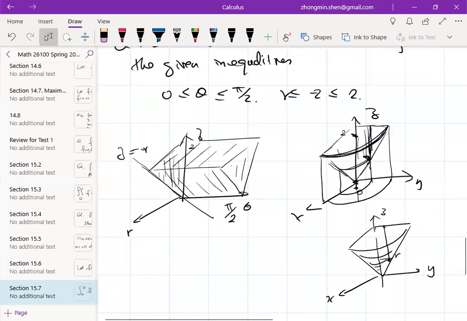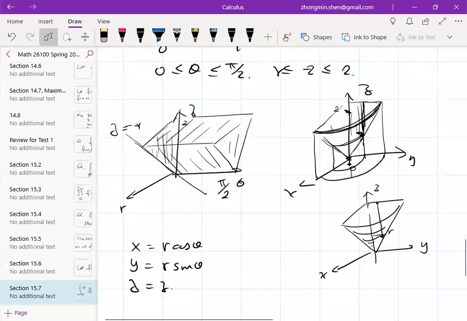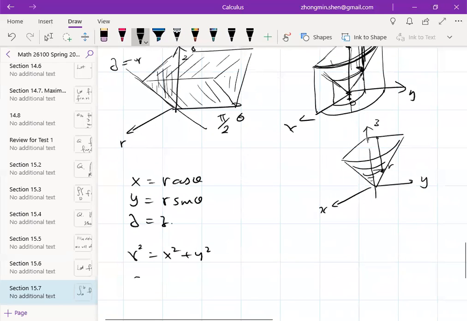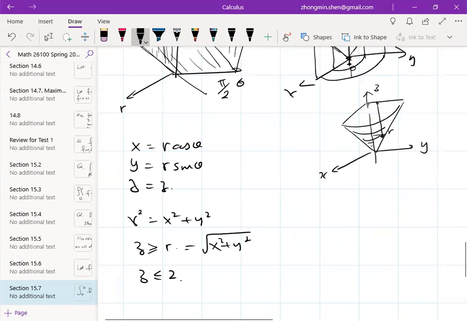Now, without using the picture, how do you describe it? x equals r cosine theta, y equals r sine theta, z equals z. So r is going to be the square root of x squared plus y squared, right? So in other words, the z value is between r and 2. First of all, z is greater than or equal to r, which is the square root of x squared plus y squared. And z is also less than or equal to 2.